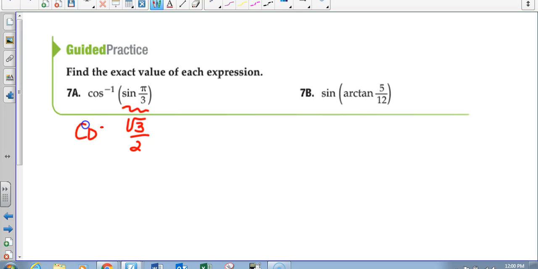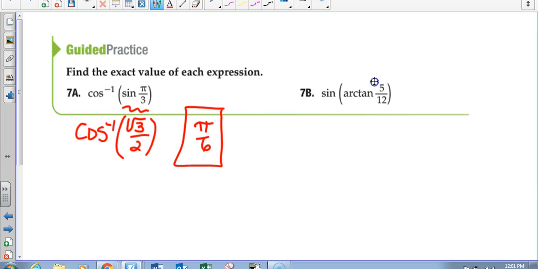Okay, and then you are trying to locate the arc cosine or inverse cosine. So an angle where the cosine is square root of 3 over 2. Remember, cosine is the x coordinate. And we get pi over 6. Everybody okay? If you're not looking at your unit circle, this is making no sense. We're just pulling things out of thin air.